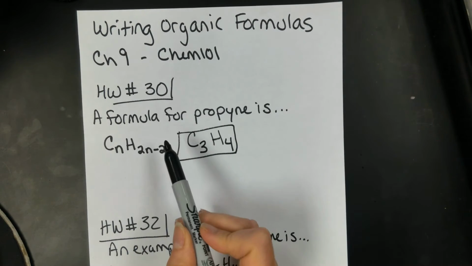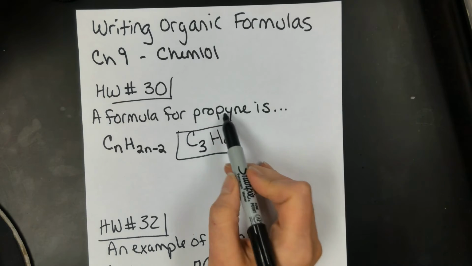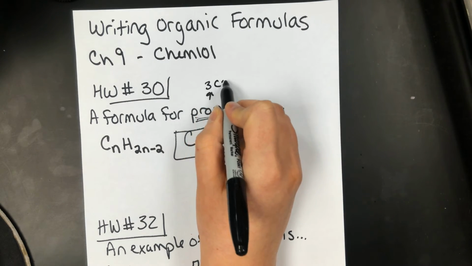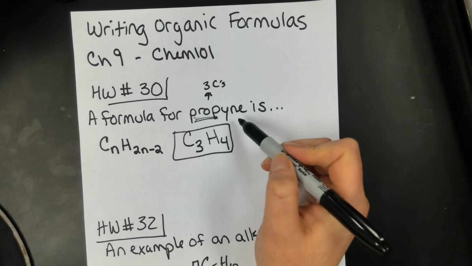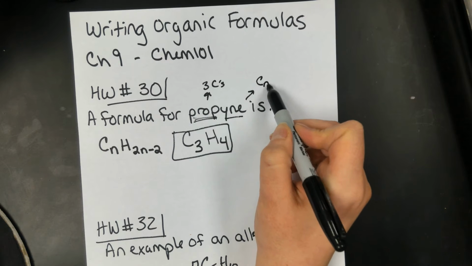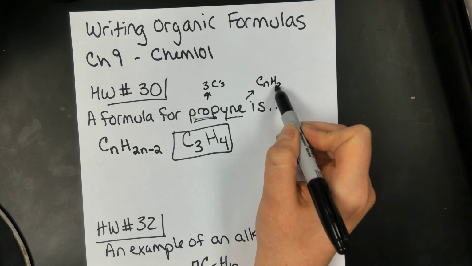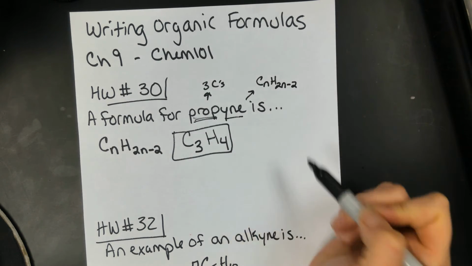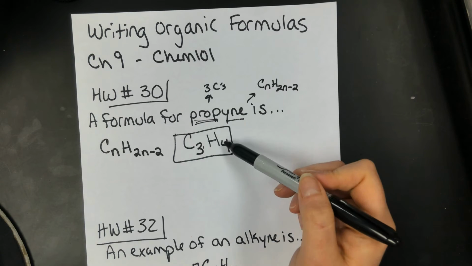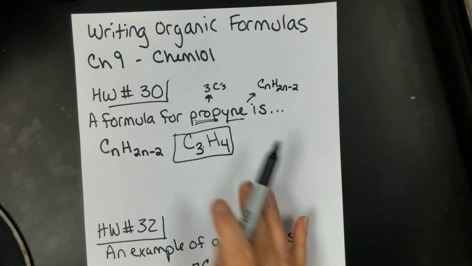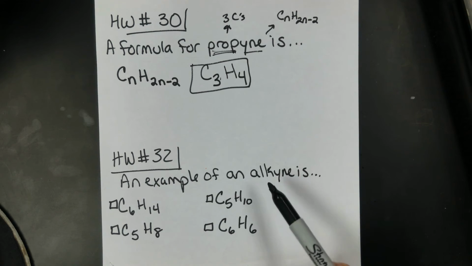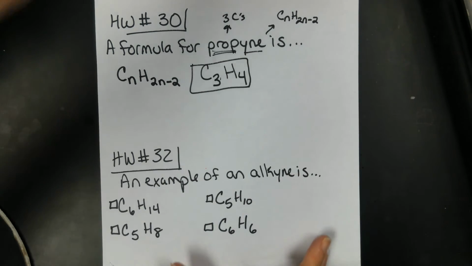All we had to know, so we had to know 2 things. We had to know that prop meant that we have 3 carbons, and the yne part means that we have to follow the formula of CnH2n minus 2, and then we just plugged in the 3, right, for n, and then H2n minus 2. Perfect.